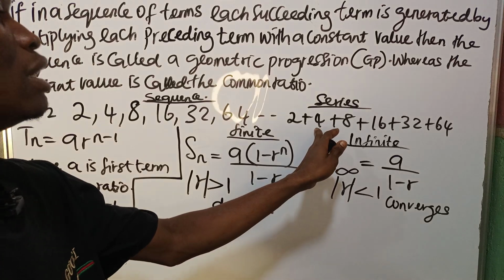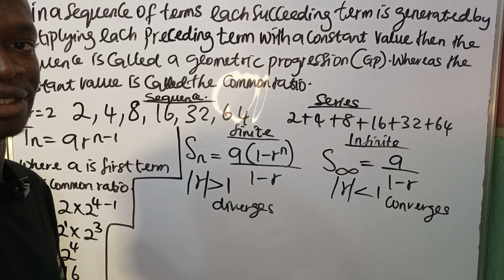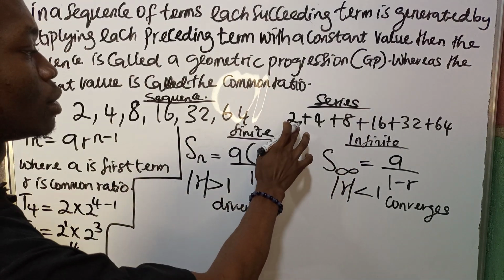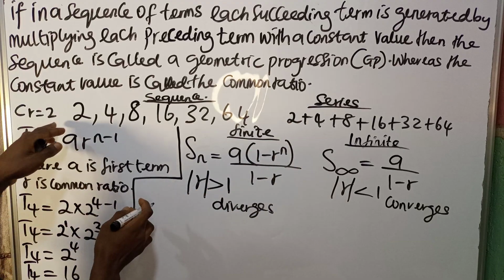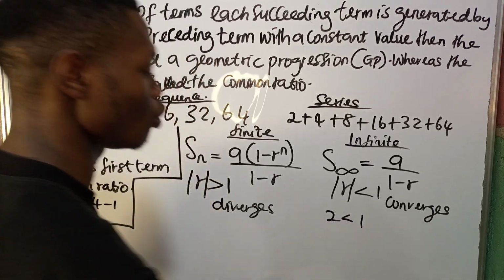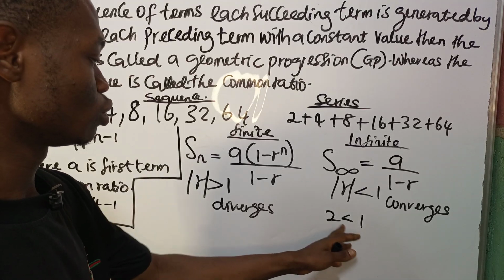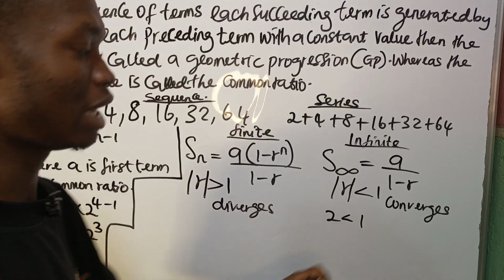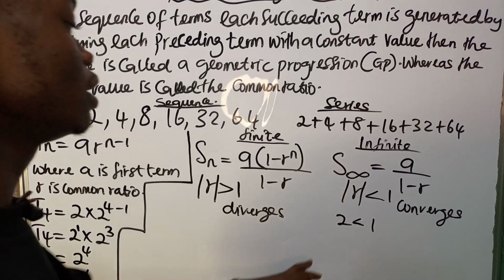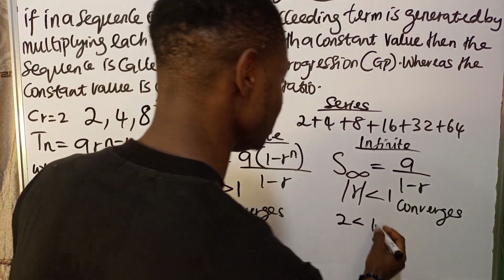So, for example, let's check whether this series will diverge or converge. So we have the common ratio here, which we have found is what? 2. So is 2 less than 1? No. You understand? So 2 is not less than 1. I hope you can see it from there. So this 2 is greater than 1. Therefore, this series diverges.